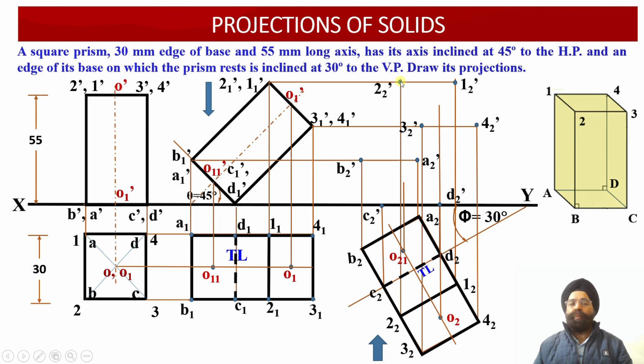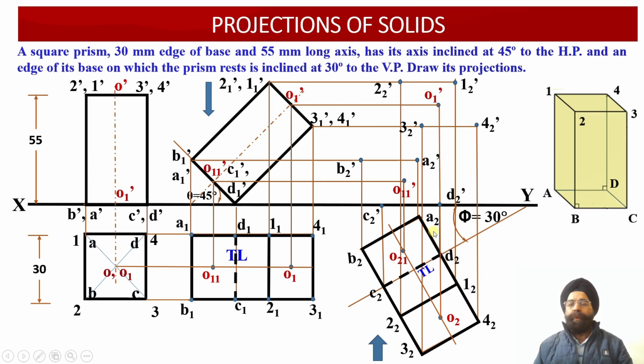Now finally the axis points we need to draw. Here we have the axis point O21. We have drawn a vertical projector line through O21 and a horizontal projector line drawn through O11 dash. Wherever these two intersect, we have obtained the axis point corresponding to the base. Similarly, here we have the axis point corresponding to the top face, that is O2. If we draw a vertical projector line through O2 and a horizontal projector line through O1 dash, again the axis point corresponding to the top face we have been able to obtain.